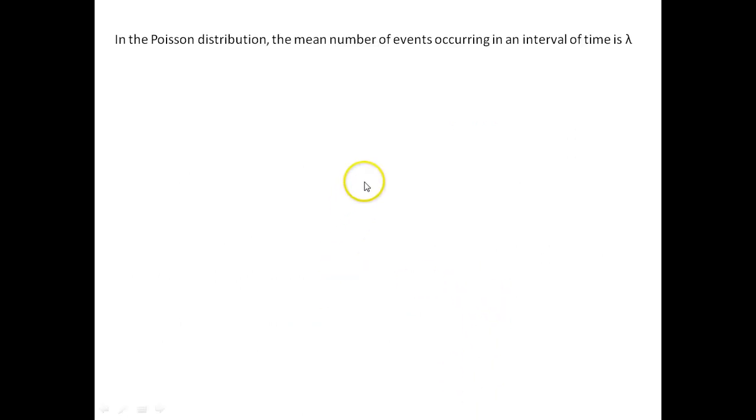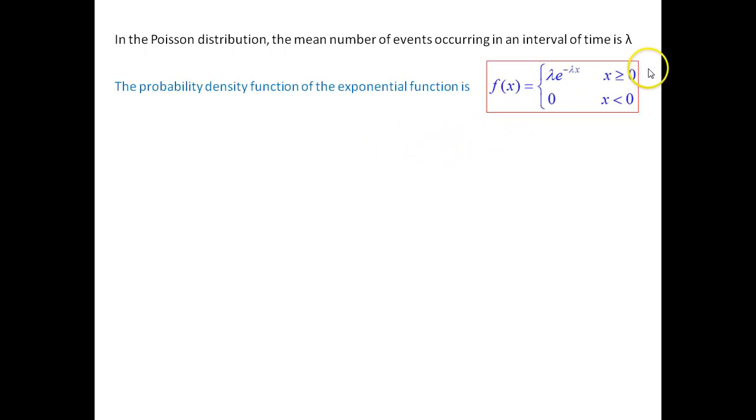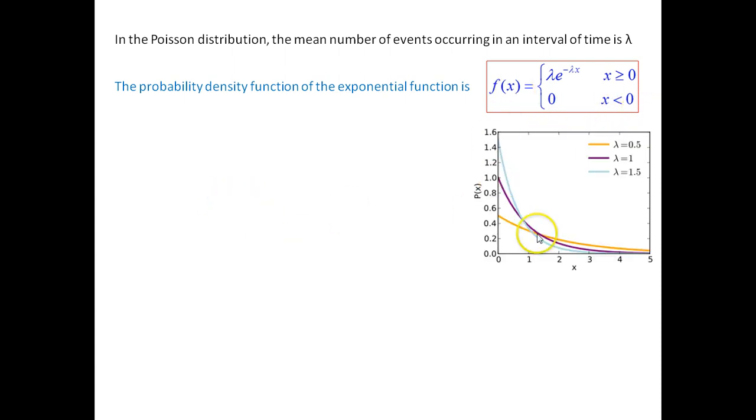In the Poisson distribution, the mean number of events occurring in an interval of time is lambda. With the exponential distribution, we have the probability density function given as, when x is greater than 0, lambda e to the minus lambda x, and no probability for x less than 0. So for various values of lambda, that's what our distribution looks like.